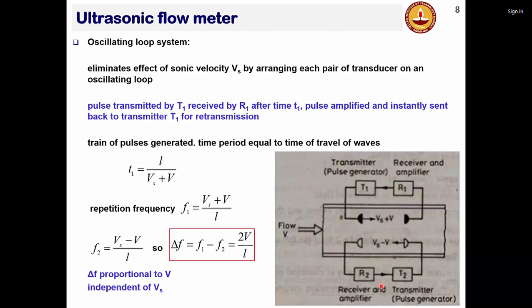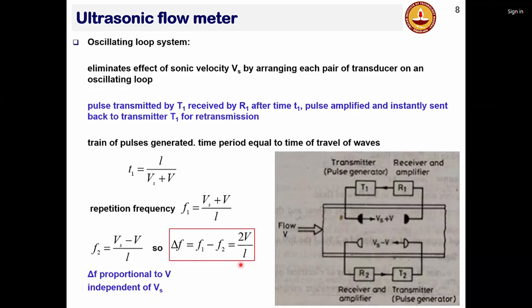And you have the second case where the sound wave is moving from right to left, in the opposite direction of the flow. There, your repetition frequency is going to be Vs minus V over L. Now, you have a control system which can take the difference between the repetition frequencies in both these cases, F1 minus F2. As you see from the mathematics, Vs plus V divided by L minus Vs minus V over L will give you 2V over L.